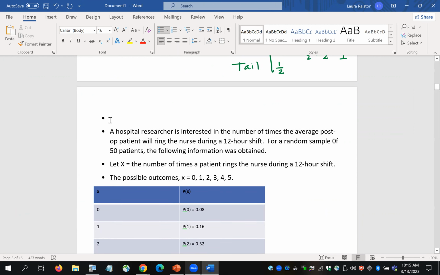Does this table represent a probability distribution? Okay, that's our question. Does the table represent a probability distribution? Now it tells me what this table represents. So let's learn about what information we have here. Let me make this bigger where you guys can see it.